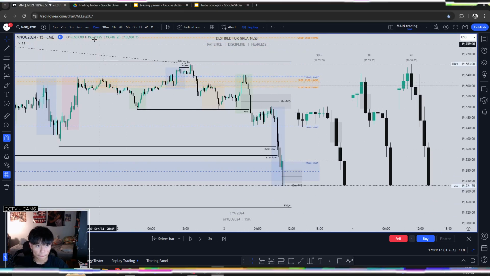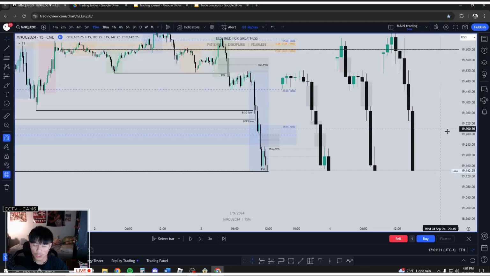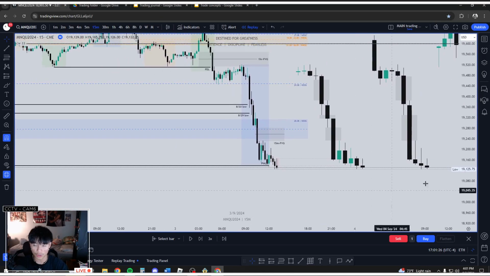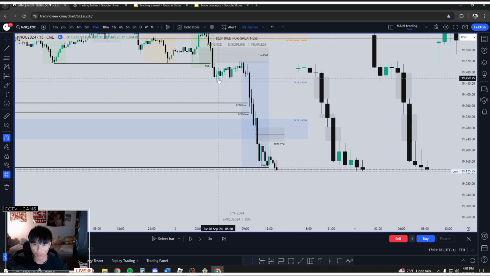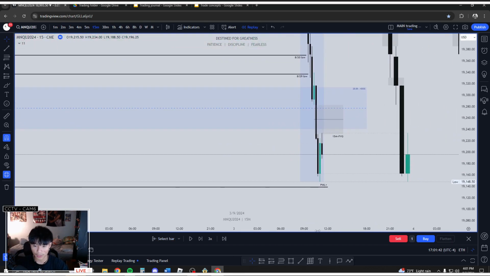During the gym, I noticed there was this setup here, and this setup I didn't take. Usually, whenever we expand in one direction and we don't get an entry model that allows us to be part of the move, I tend to wait for retracements. So the very first retracement here is provided with this model.